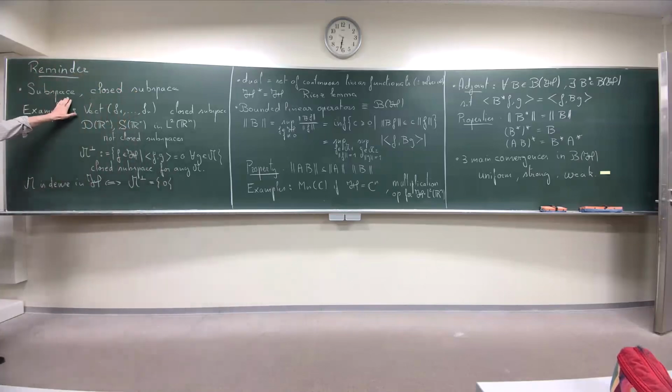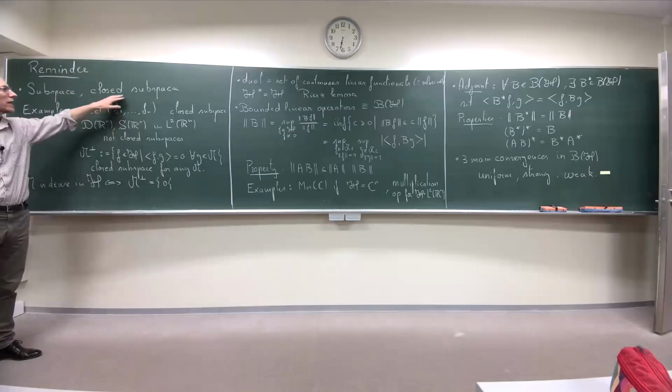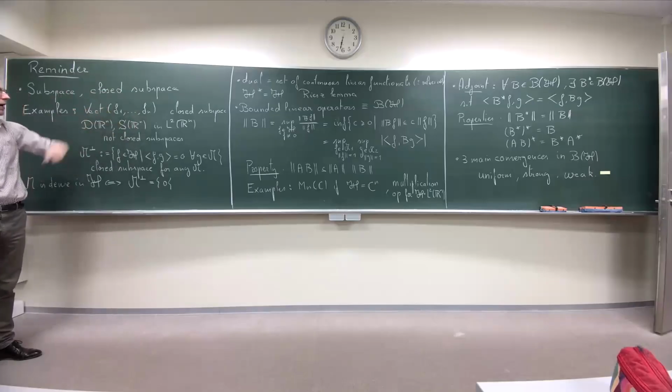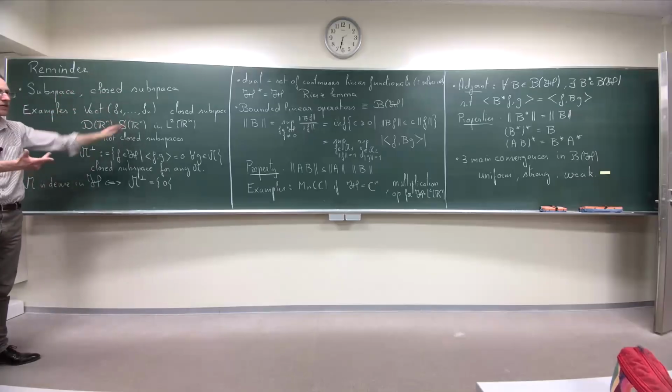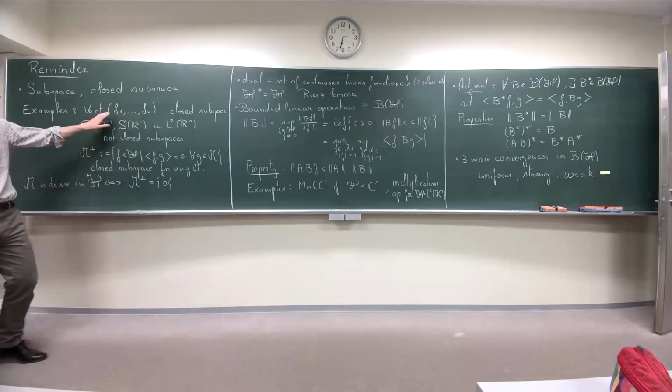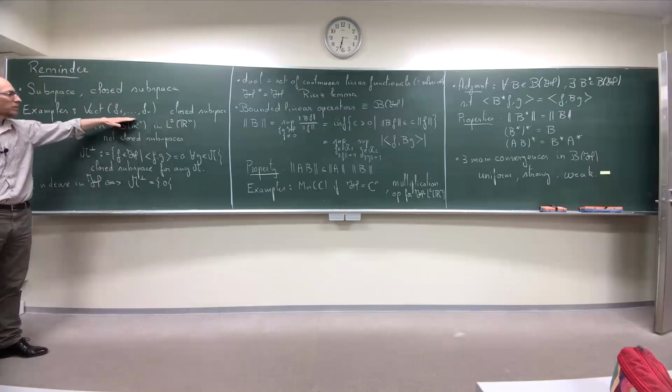I introduced the notion of subspace of a Hilbert space and closed subspace. Closed subspace means it's like R compared to Q. You can take sequences and they converge inside the subspace and not outside. An example of a closed subspace is the vector space generated by n vectors, just linear combinations. If you take any sequence in this space, it will converge inside this space.